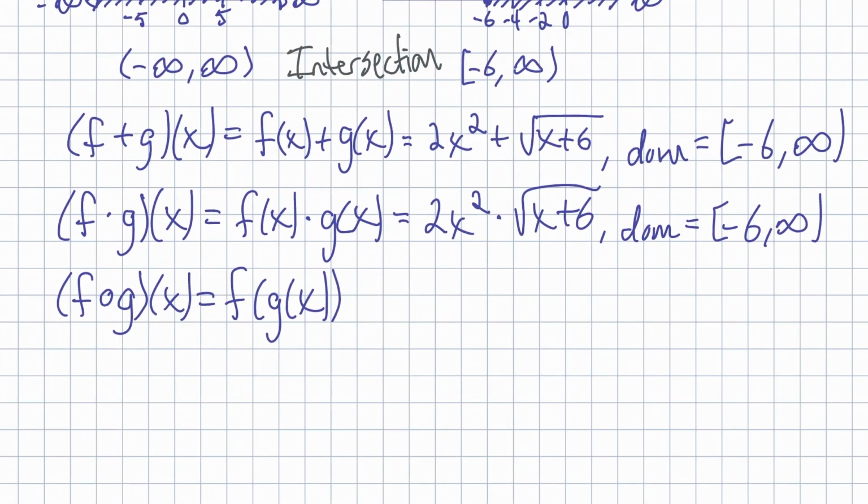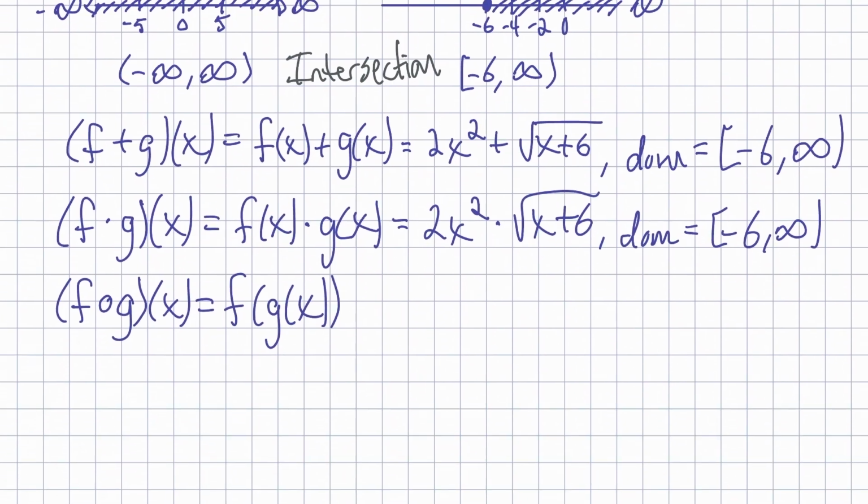Okay, so f of g of x, what that means is we're going to plug g of x inside of f. So f, well, that was 2x squared. So this is 2 times the input squared. Whatever the input might be, well, that's the square root of x plus 6. Okay, let's write that a little bit neater. x plus 6. Okay, so g is plugged into f, the function.